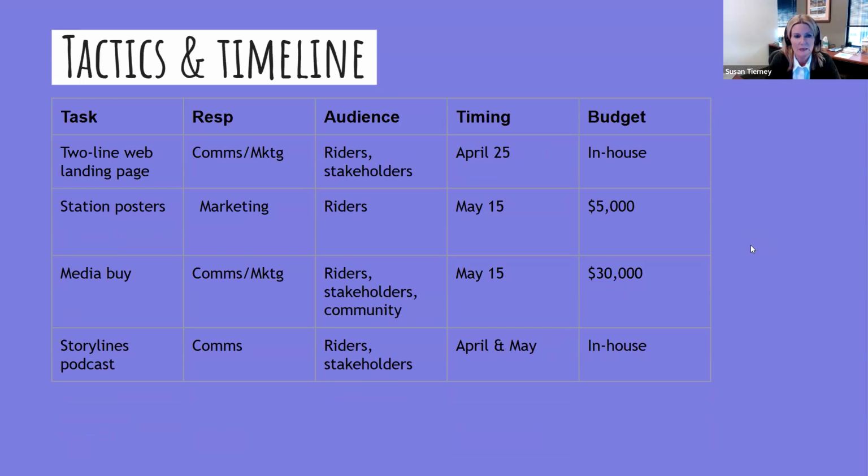We will be posting many different types of communications. I'm including marketing here. This is a station poster that they're designing, which will be going up along our system. And then the budget we have for printing, in-house design. Our media buy is a partnership between communications and marketing to try to extend awareness among our writers, stakeholders, our community, and the budget is $30,000 for that. And then I think I mentioned Storylines podcast, so I won't repeat that.